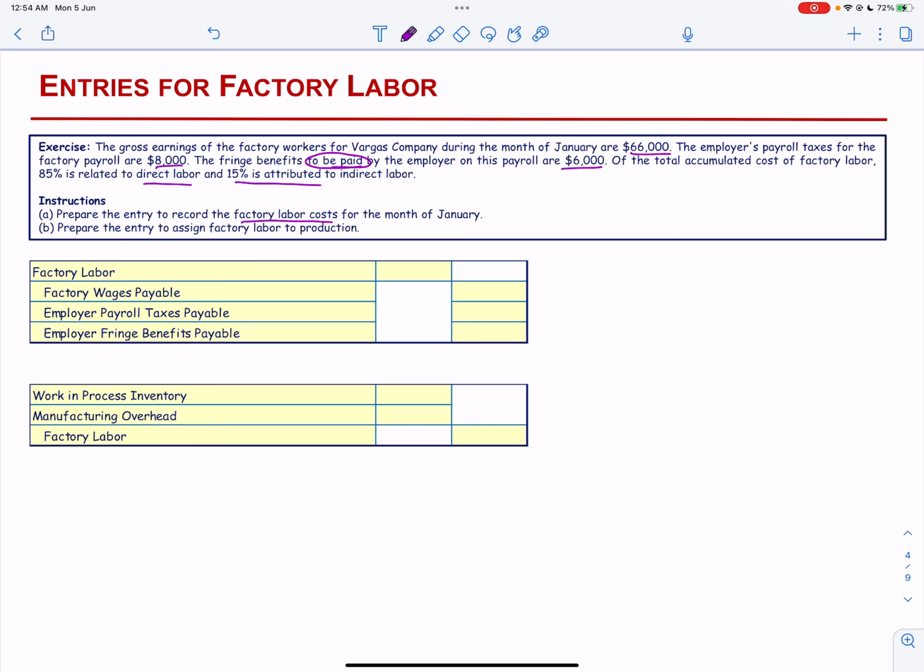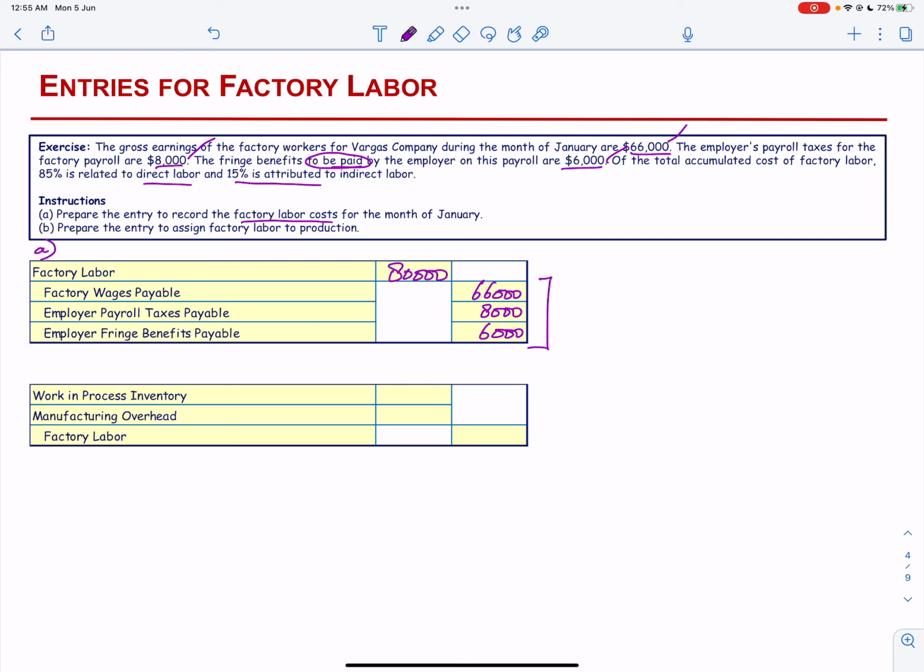Now, the factory wages payable is 66,000, so it is credited by 66,000. Employer payroll taxes payable is 8,000, so it is credited by 8,000, and fringe benefits are payable for 6,000, so fringe benefits are credited by 6,000, and the total factory labor will be debited by 80,000. So this is how we record the entry for factory labor cost.